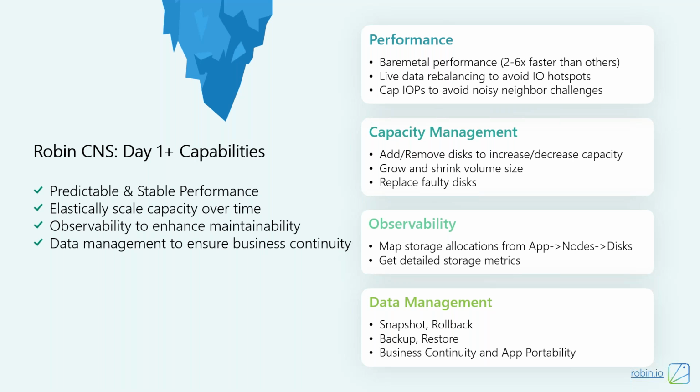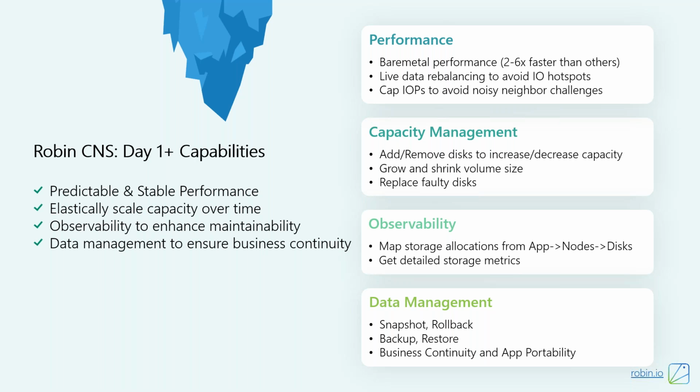Here, Robin provides bare metal performance, as well as things like live data rebalancing, right? So if there is an IO hotspot, we'll make sure that we detect that and we inform the developers so that they can actually start rebalancing of the data without taking the application down. We can also cap IOPS to avoid noisy neighbor challenges, right? So for a given application, we can cap IOPS and say, okay, this is the limitation for the MongoDB application. It should not use more than that.